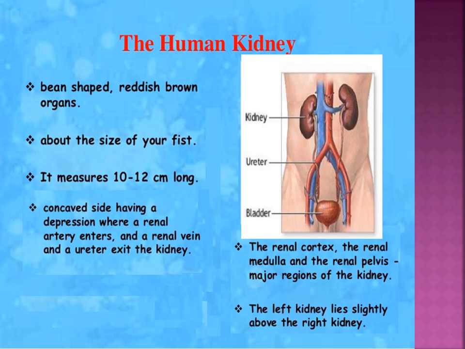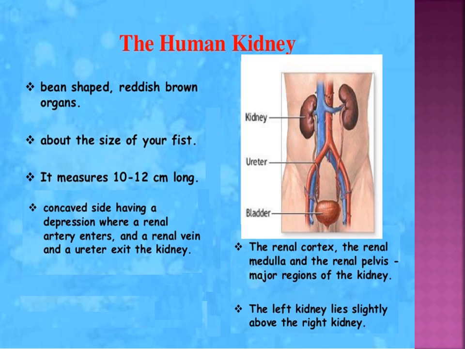The human kidney. Now look at this. The kidneys are bean-shaped, reddish brown organs. Clear? About the size of your fist, second thing. Third, they are 10 to 12 centimeters long. The concave side has a depression where the renal artery enters, and the renal vein and the ureter exit the kidney. Look at this depression. This one is the ureter, okay? And this one is the ureter.